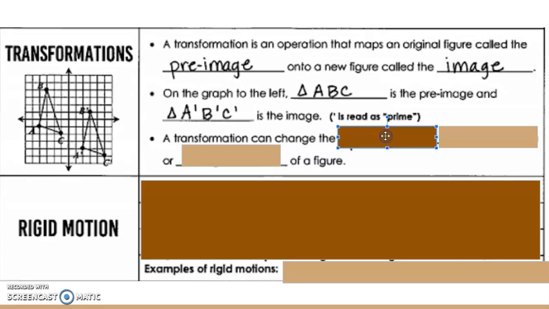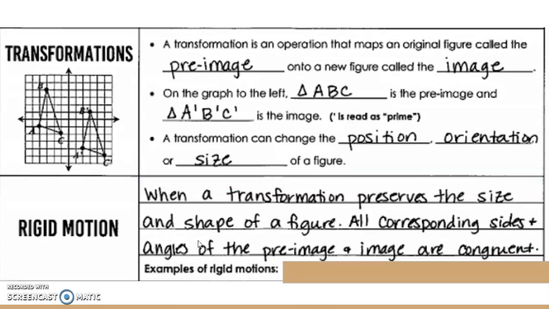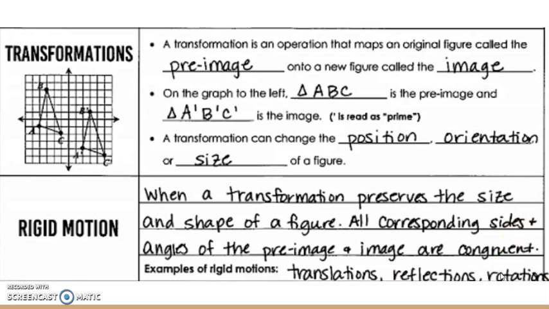When we have a transformation, it can change the position, the orientation, or the size of a figure. Rigid motion is when a transformation preserves the size and shape of a figure. So we're not changing the angles at all or the sides. All of our corresponding sides and angles are congruent. The transformations that give us rigid motion are translations, reflections, and rotations. Again, with this video, we're just focusing on our translations.